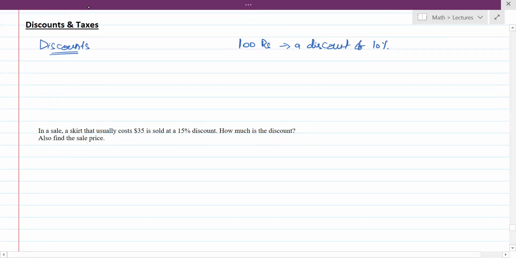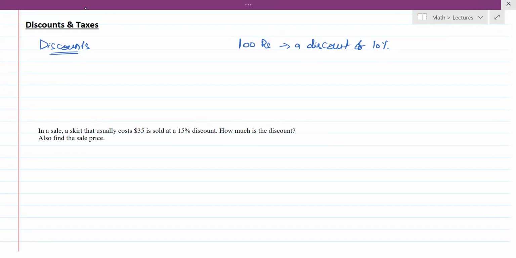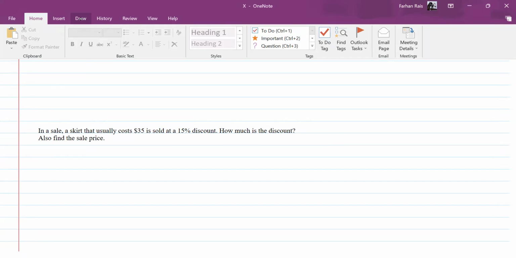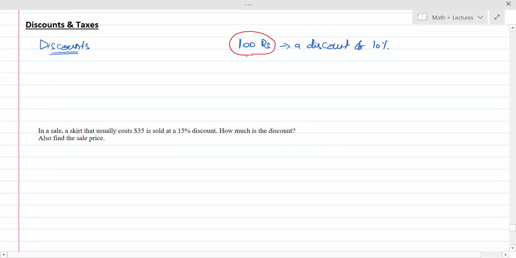The initial price is also called the marked price. So the price which is before the discount is called the marked price. And 10% is the discount percentage for us.